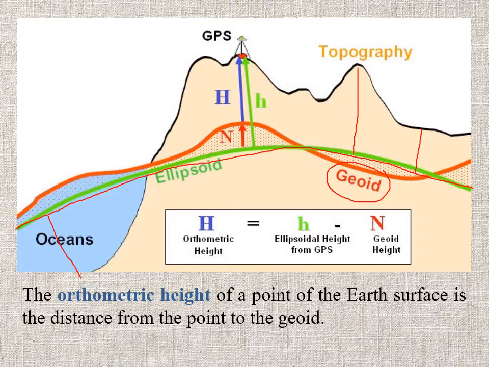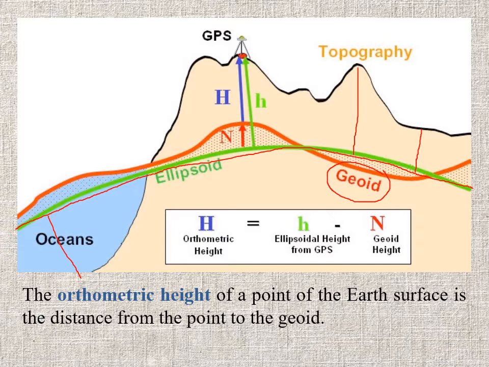Now, what is geoid surface? What do you mean by geoid surface? The geoid is basically an equipotential surface. Equipotential means that over the entire extent of the earth, the potential function is constant.